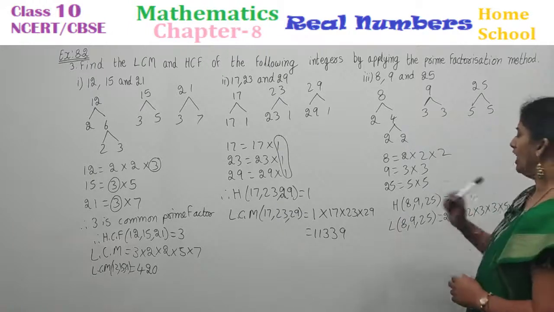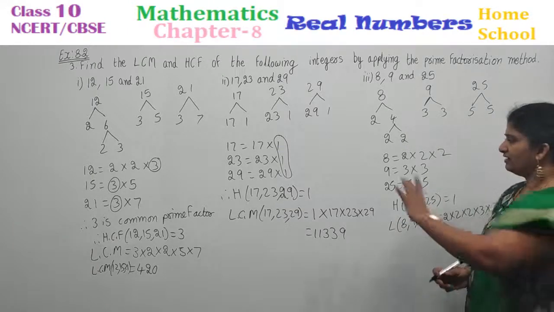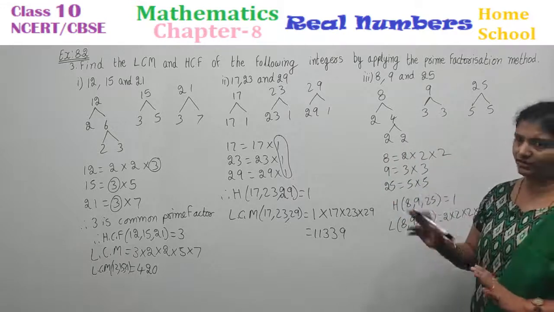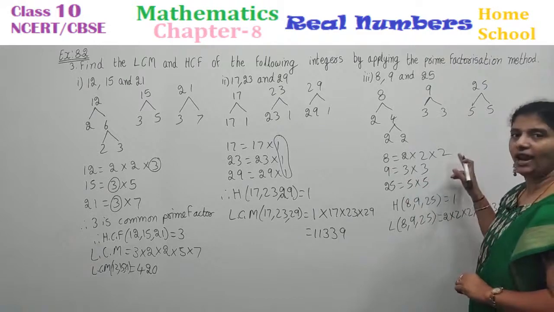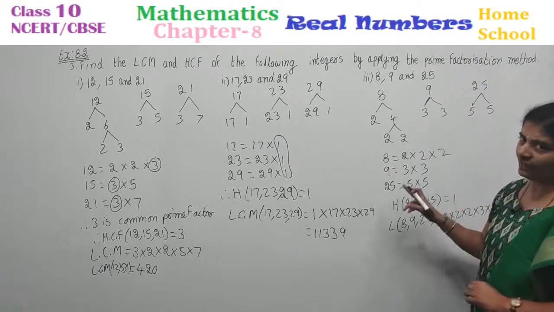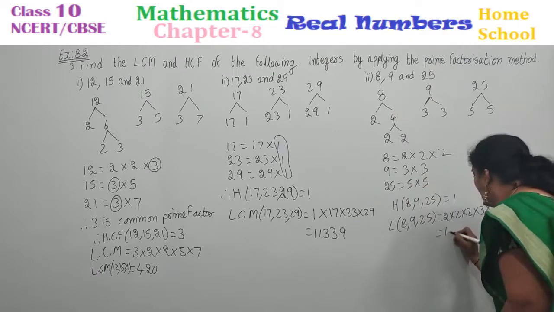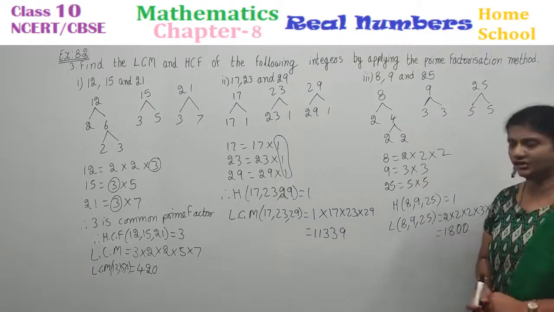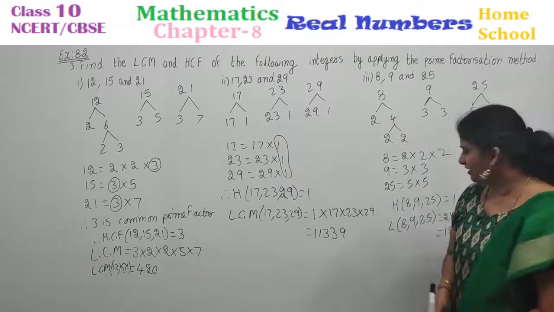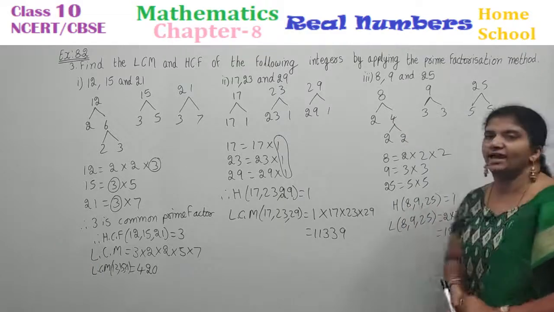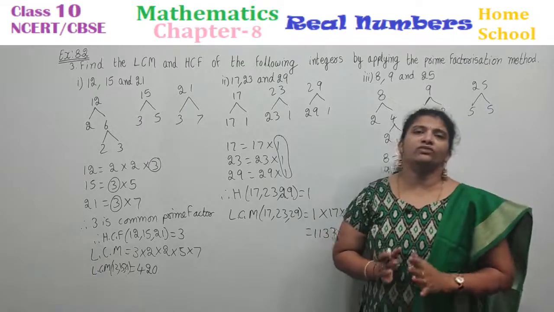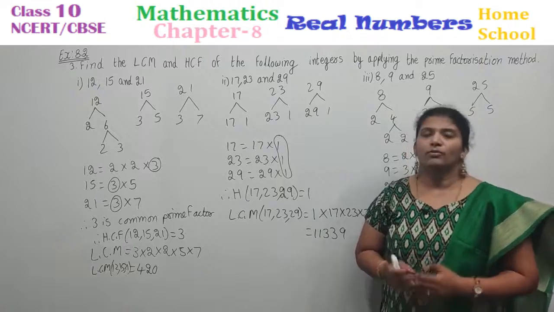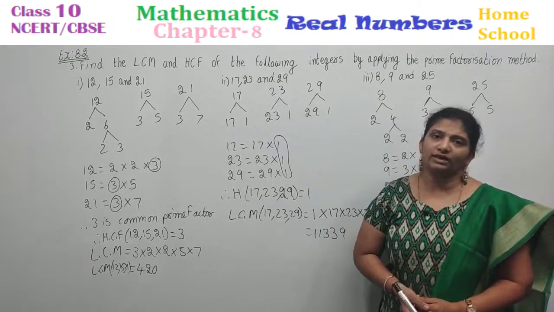Okay. So, how can you multiply this easily? 5 into 2, 10. 5 into 2, 10. 10 tens are 100. 3 threes are 9. 9 twos are 18. 18 into 100 is 1800. So, LCM of 8, 9, 25 is how much, children? 1800 is your answer. HCF is 1, LCM is 1800. This is the way we need to split into prime factors and then take the common numbers as HCF. The product of the prime factors gives us the LCM.